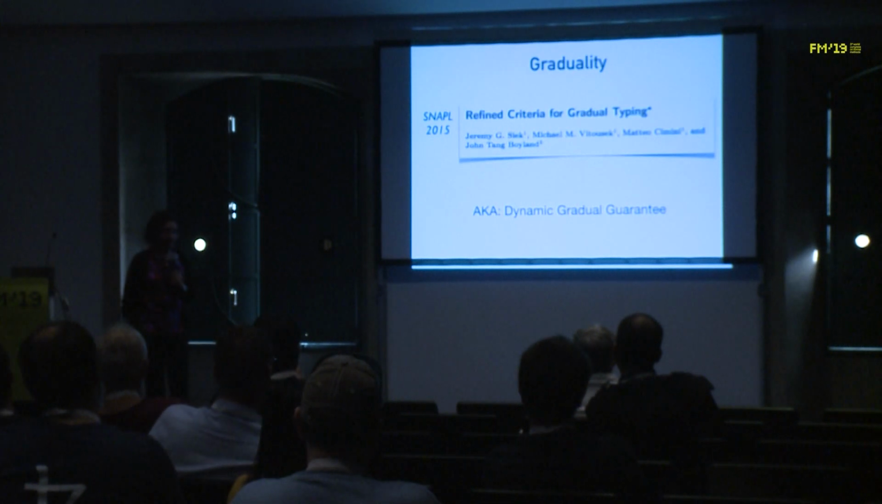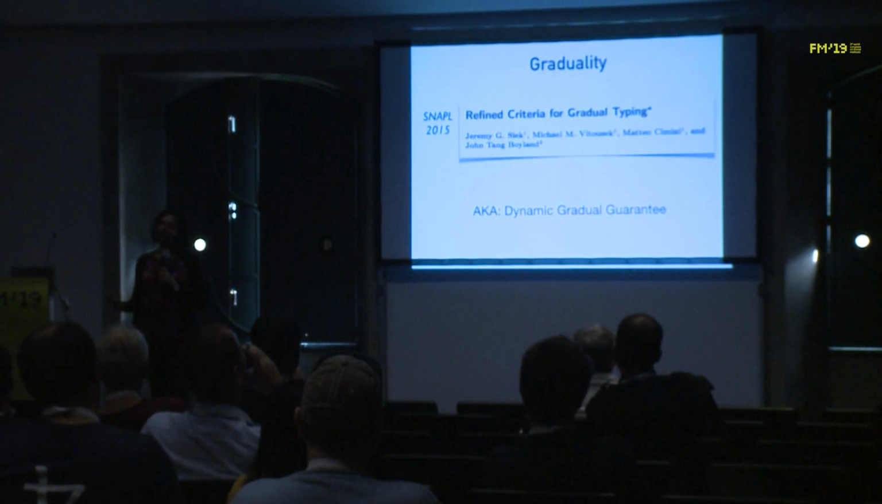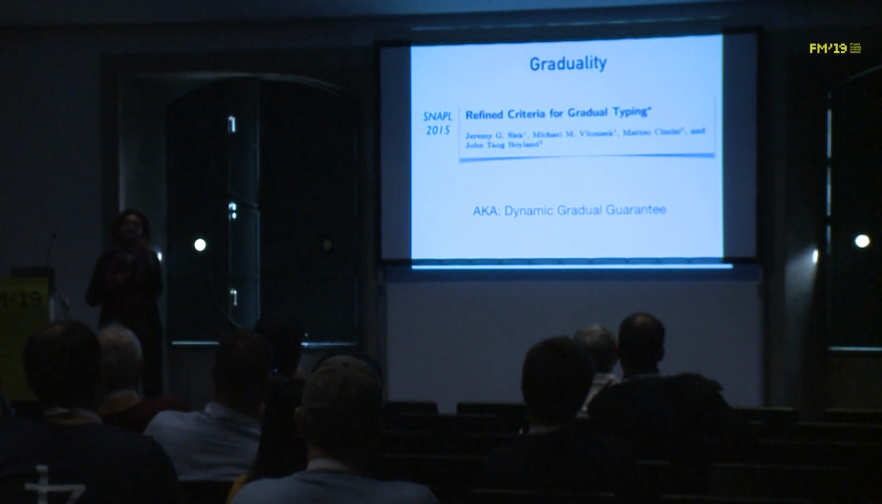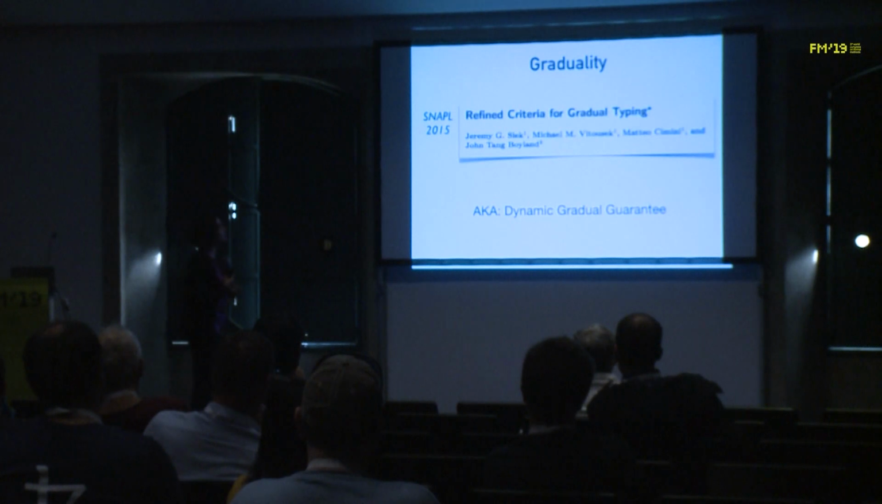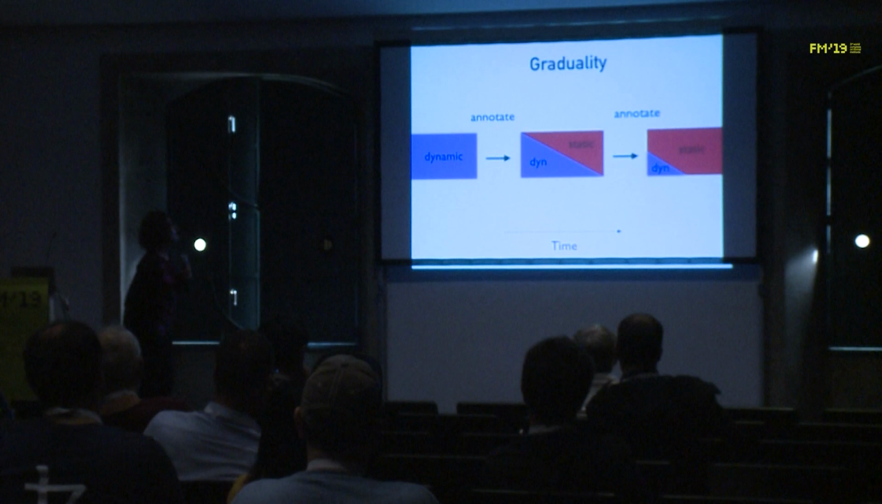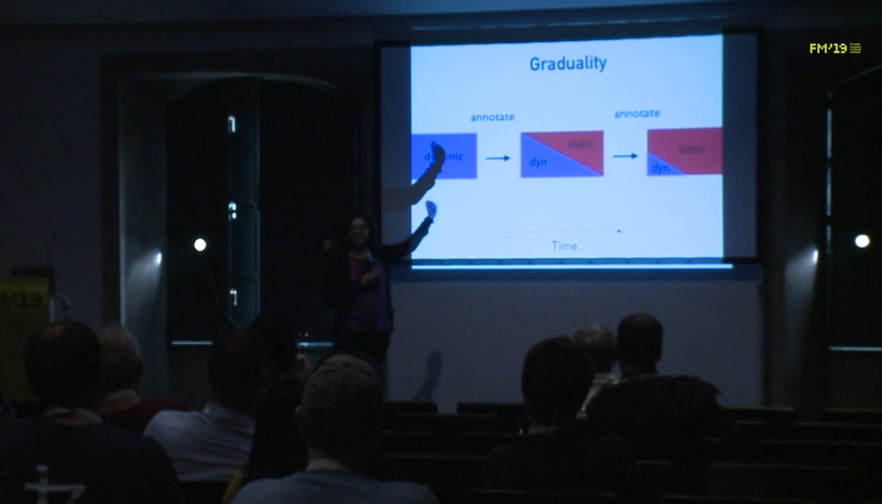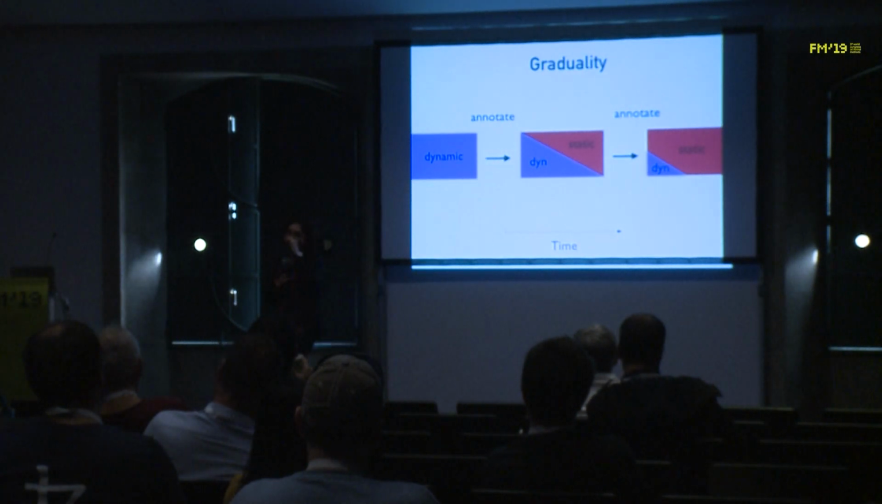Gradual. So gradual, I'm going to call this property graduality. So this property goes back to the POPL 15 paper, Refined Criteria for Gradual Typing, where they noticed that it would be nice for gradually typed languages to have what they call the dynamic gradual guarantee, but I'm calling it graduality, just fewer words, and I'll explain why in a few minutes. So what is graduality or dynamic gradual guarantee about? Well, basically, remember I said that you start with a dynamically typed code base, you slowly add types and make it more statically typed over time.